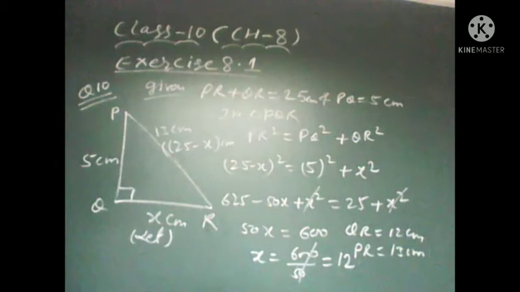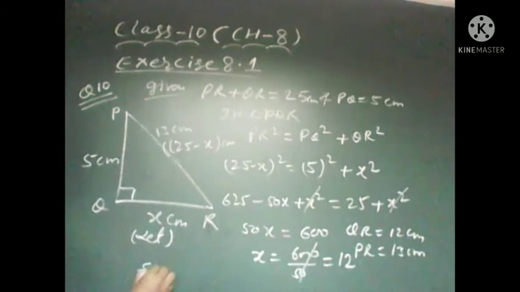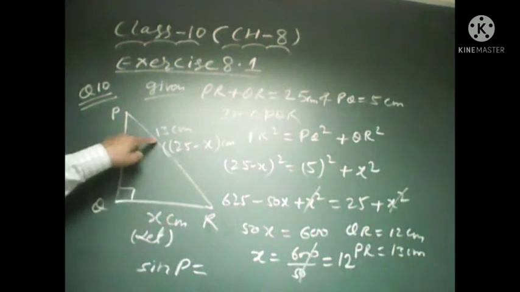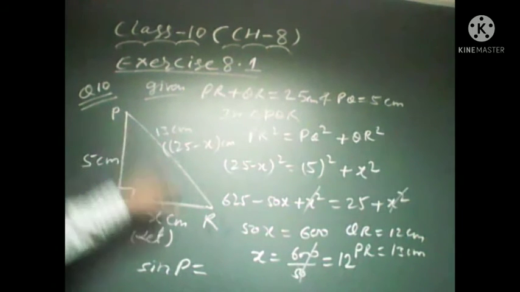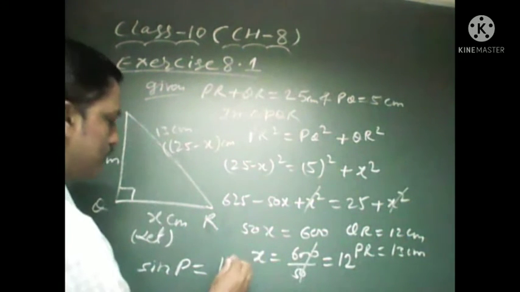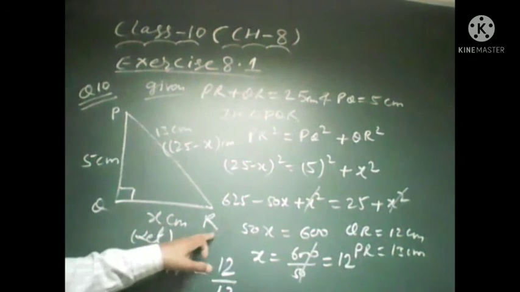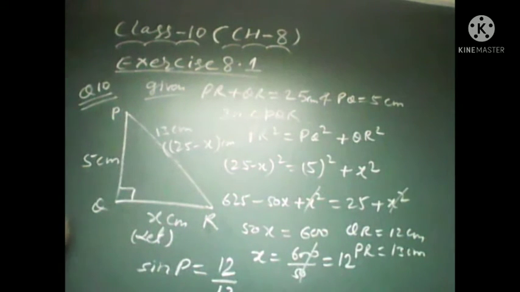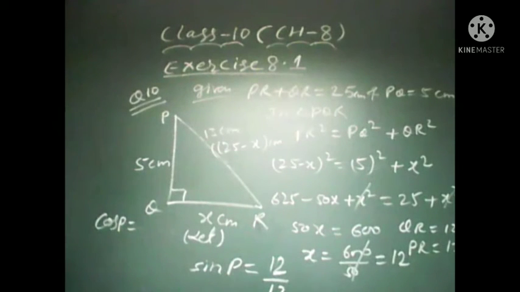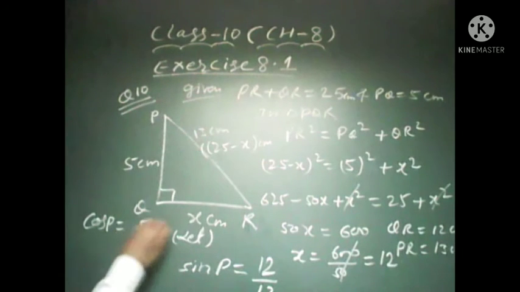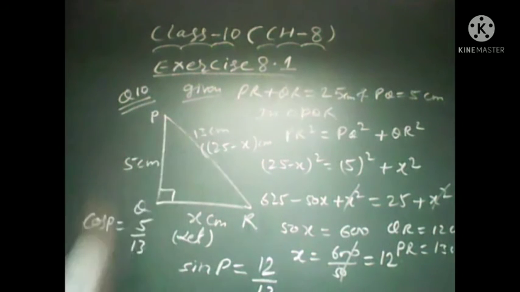Yes or no? Now, what we need to calculate? Sin P. What is sin P? For angle P, this one is opposite. Opposite upon hypo, QR upon PR, 12 upon 13. Yes or no? Now, what is cos P? Calculate the cos P. Adjacent upon hypo. What is adjacent for angle P? 5 upon 13, adjacent upon hypo.